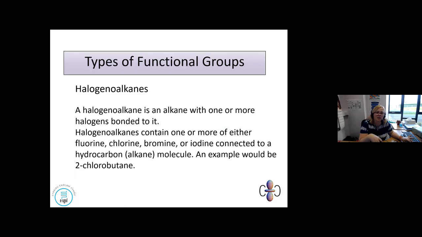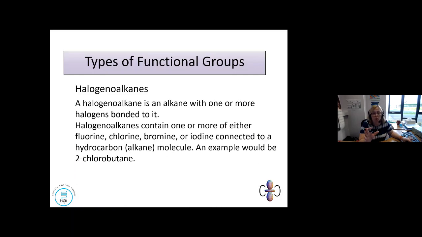Okay, so a halogenoalkane is an alkane with one or more, and this is the key thing, don't get sidetracked by thinking it's a single halogen. It can be multiple halogens bonded to it. Halogenoalkanes contain one or more of either fluorine, chlorine, bromine, or iodine, directly connected to the hydrocarbon. But because in a hydrocarbon it is always the carbon that has multiple bonds, and hydrogen can only ever bond to one thing, within a halogenoalkane, that halogen will be directly linked to the carbon and nothing else.